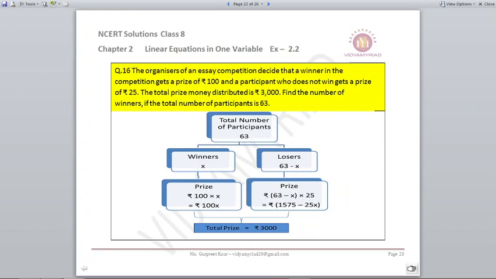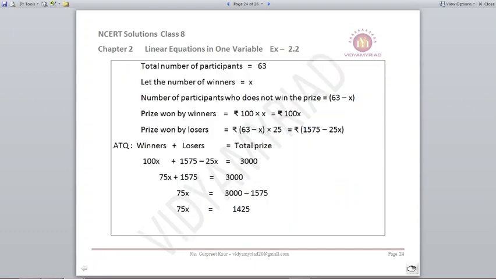Now they have prize money for the winners and for the losers. For the winners they are giving rupees 100 and for the losers they are giving 25. So what will happen? x to be multiplied by rupees 100, that is rupees 100x. And for losers 63 minus x will be multiplied by 25. The total prize money comes out to be rupees 3000. We have to find out the winners, that is the value of x.